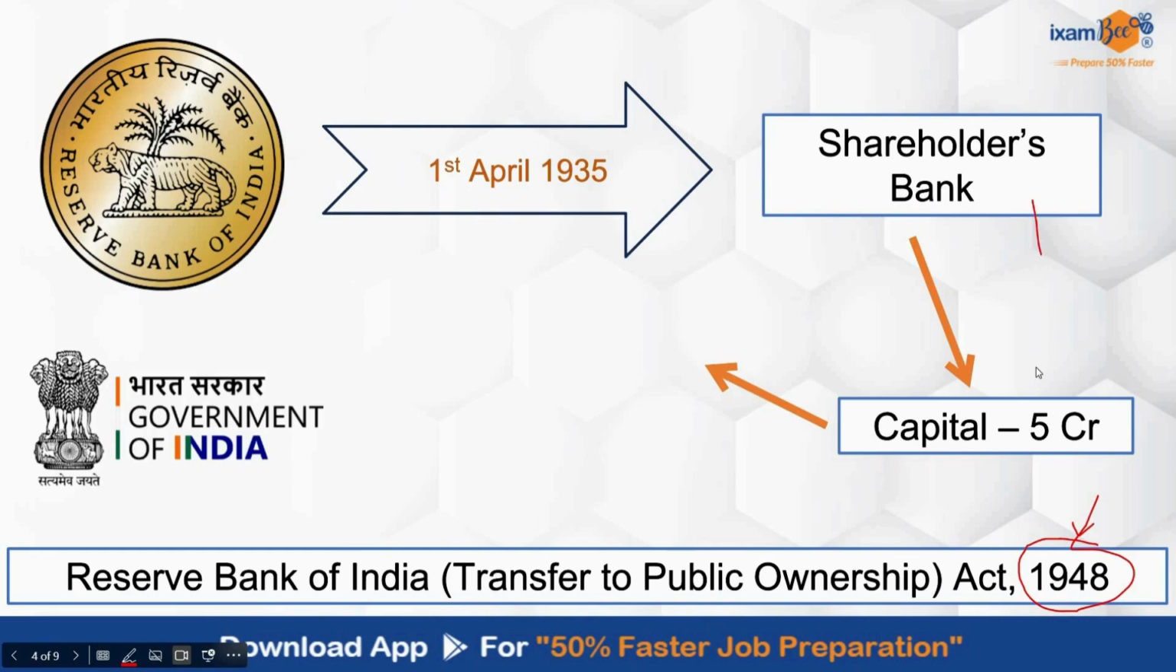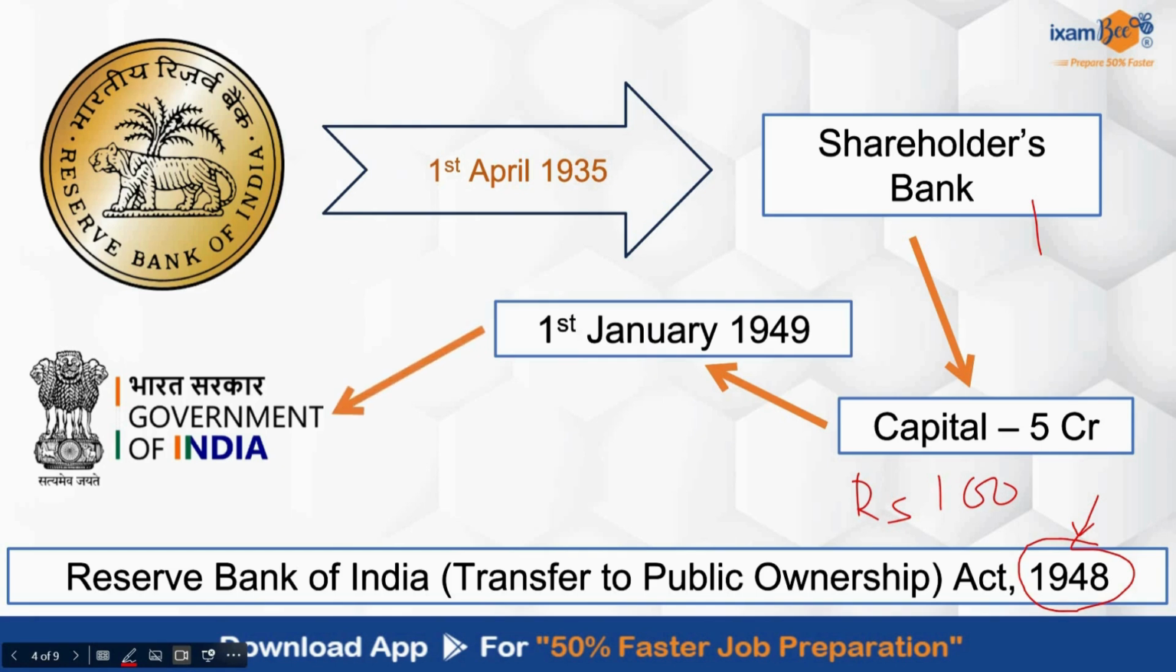Of the 5 crore of the capital, every share was priced at rupees 100, so that there would be distributed ownership. In fact, rupees 100 was a big sum in those days, but still it was kept low. The idea was to have distributed ownership of RBI rather than it falling into a few hands.